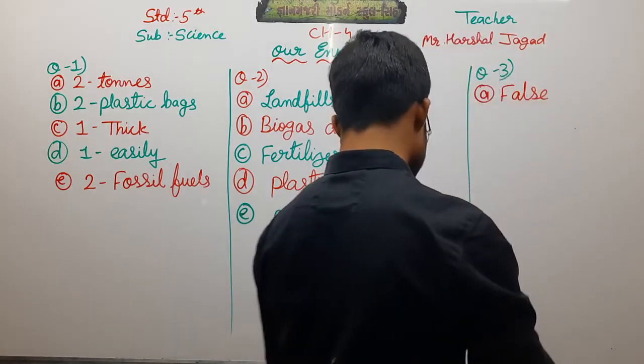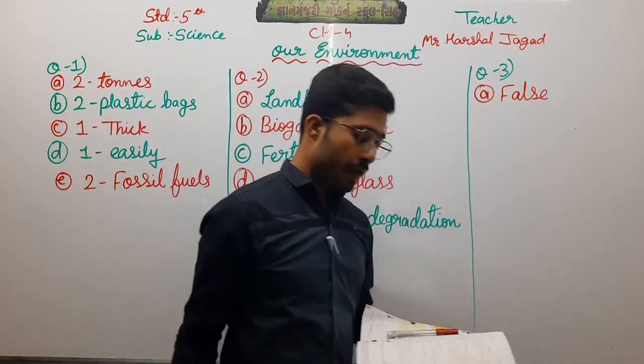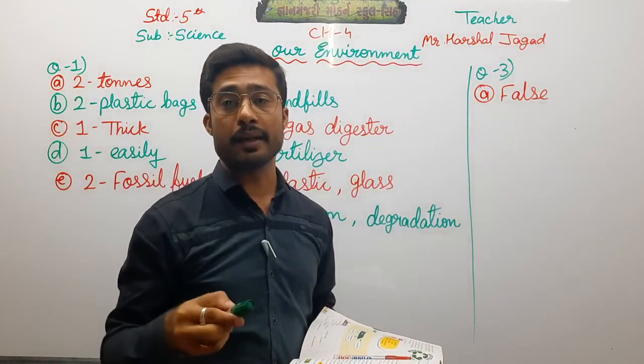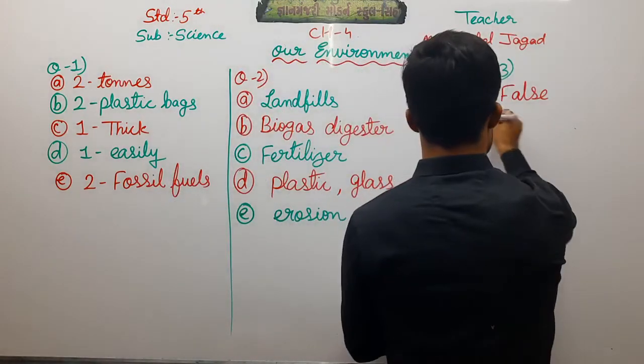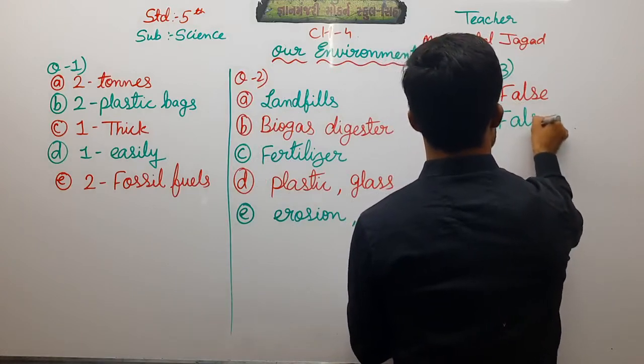Then after B: a good way to dispose of garbage is by burning it. If we burn it, is that a good thing? No, it is not a good thing. So here B will also be false.